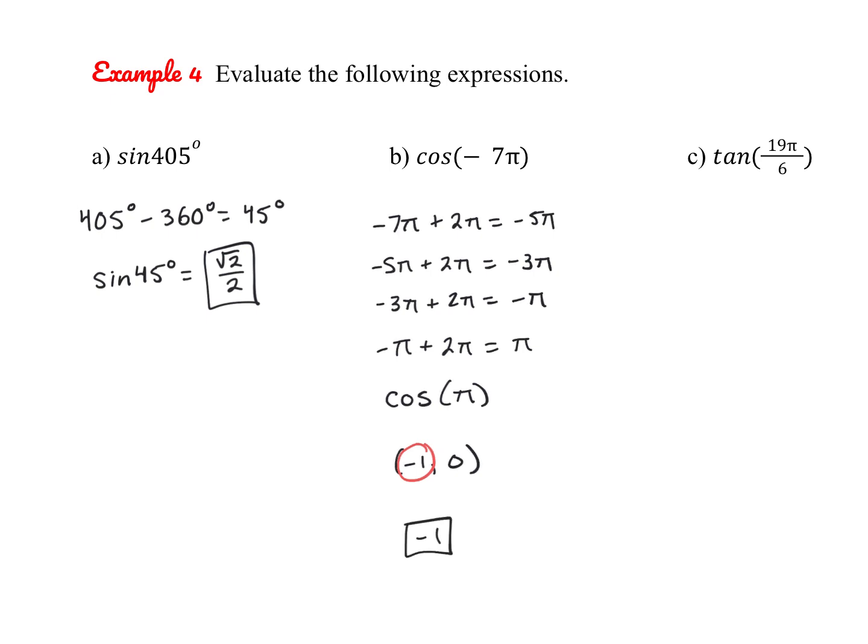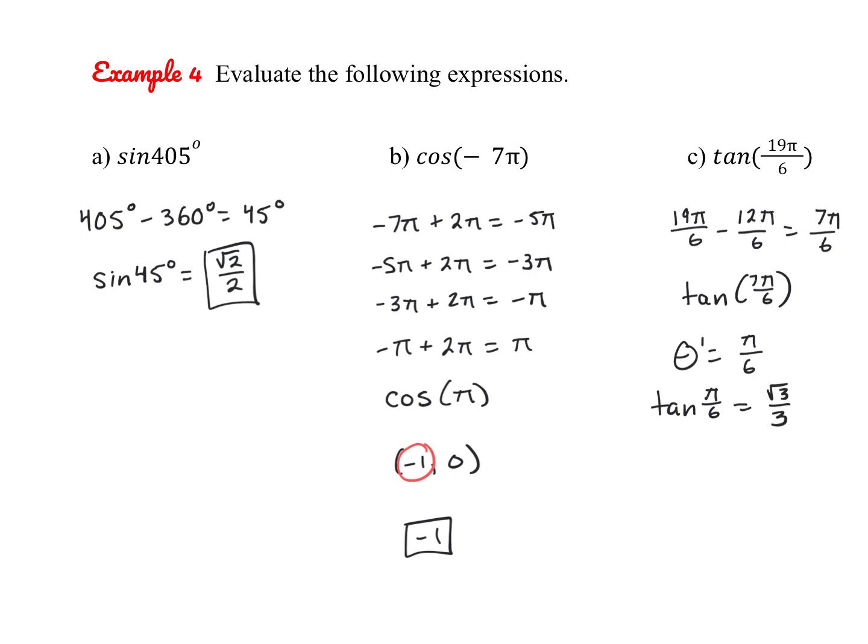And last, we have the tangent of 19 pi over 6. So same thing. Let's start by finding a nicer angle to work with. So I'm going to subtract 2 pi, and we get 7 pi over 6. So we're just finding the tangent of 7 pi over 6. So we need to find that reference angle, which will be pi over 6. The tangent of pi over 6 is root 3 over 3.